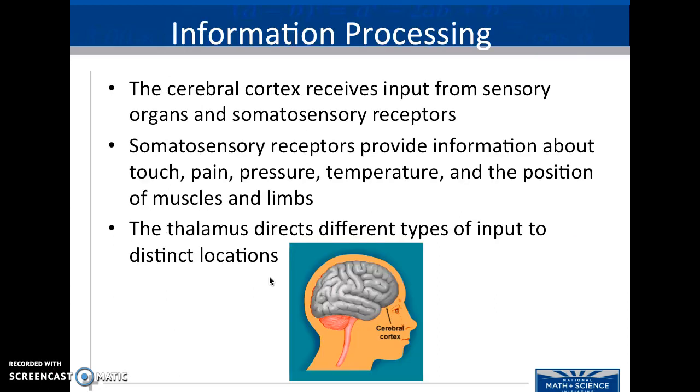The cerebral cortex receives all sorts of input from the sensory organs and from the somatosensory receptors. Somatosensory receptors provide information about touch, pain, pressure, temperature, how I'm sitting, if I'm walking, if I'm running. And the thalamus directs these different types of input into very distinct locations.